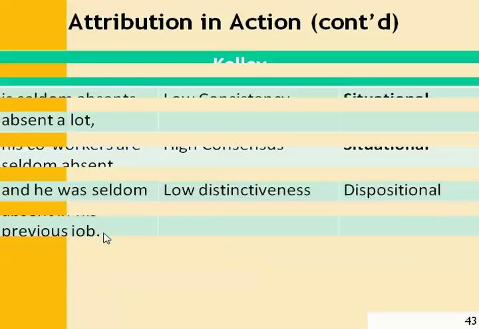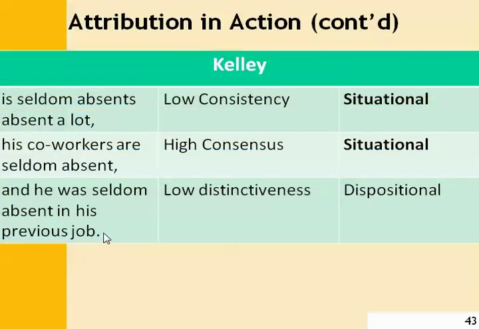The third example is about Kelly. Kelly is seldom absent. Okay, I'm sorry here. Kelly is supposed to be seldom absent, not absent a lot. Okay, that's a mistake. So it is Kelly is seldom absent.